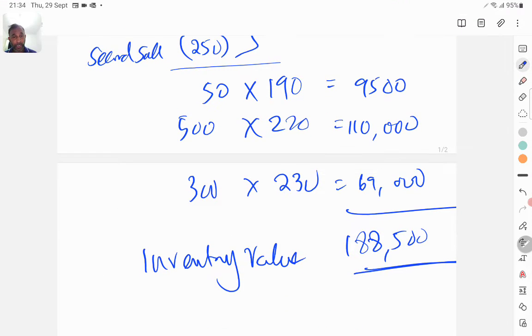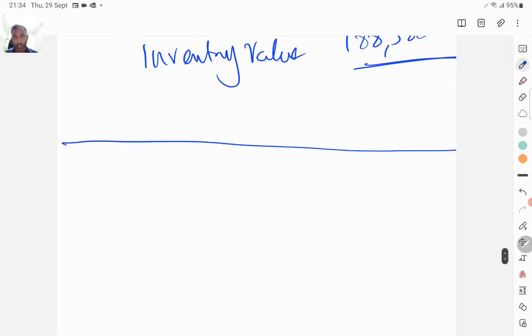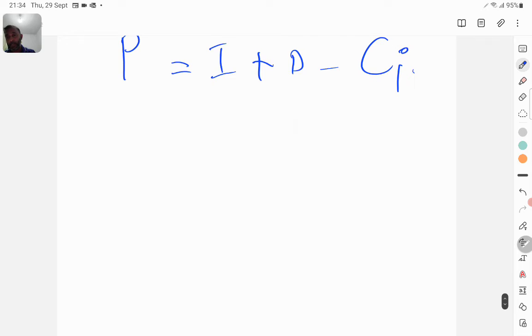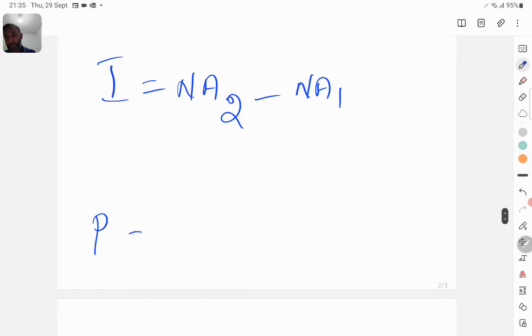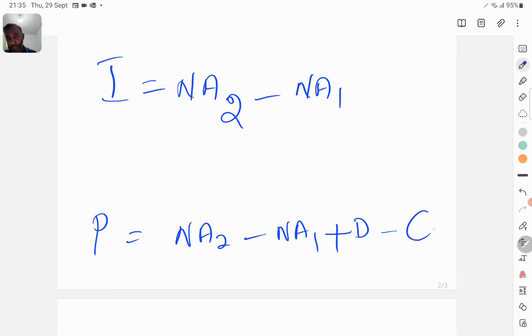What we do is here, there is an equation. This equation is actually at the very beginning of the financial accounting lecture series, and if you need more clarification, please visit my previous relevant videos. Anyhow, the equation is P is equal to I plus D minus CI. The meaning of I is actually net assets at the end minus net assets at the beginning. So therefore, what you do is P equals NA2 minus NA1 plus D minus CI.